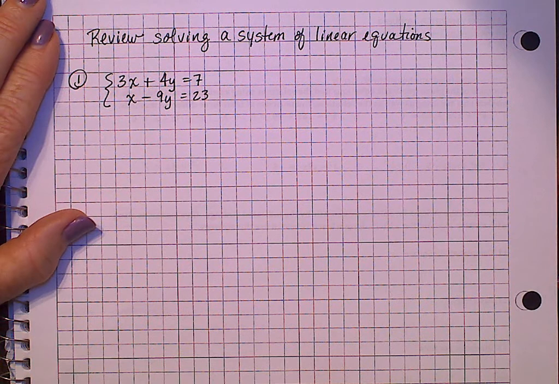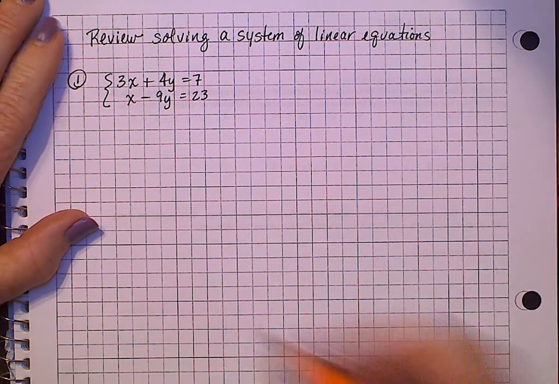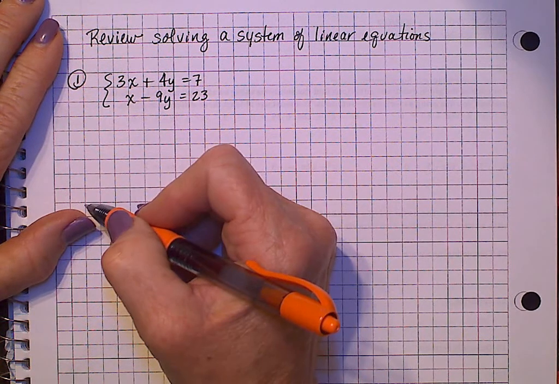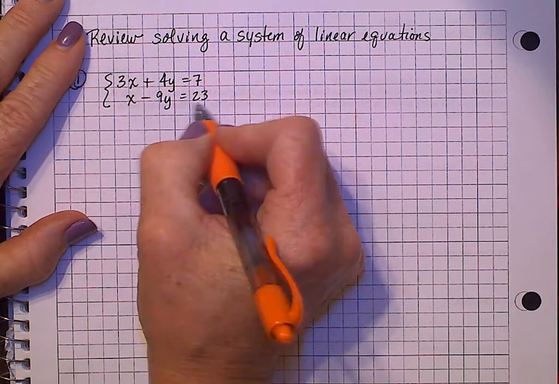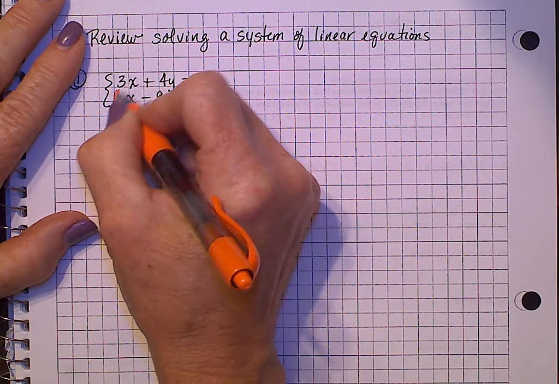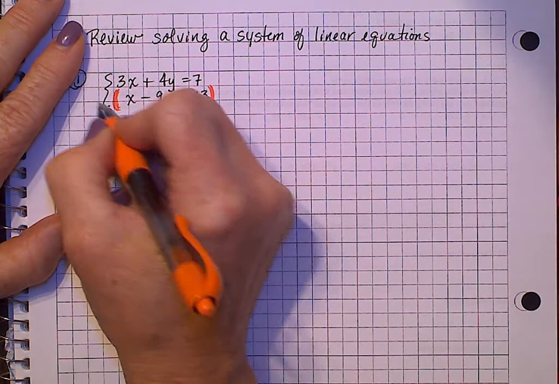Let me say that again. We're going to multiply one of these equations by something so that when you add it to the other one, it makes one of those variables cancel out. What if we took this bottom equation down here and we multiplied by a negative 3?